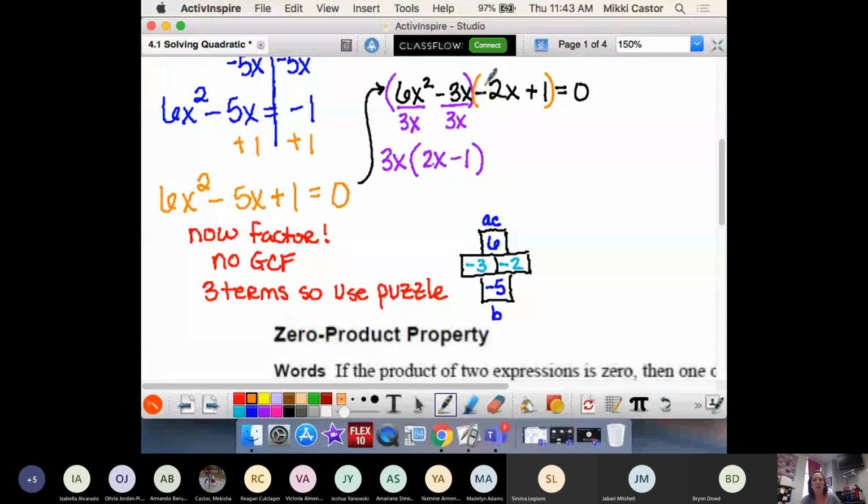Okay. Now looking at my orange group, these two really don't have anything in common. So they would have a GCF of 1. But because the first term is negative, we're going to say our GCF is negative 1. So I'm dividing by a negative 1, dividing by a negative 1. So now negative 2x divided by negative 1 is 2x. 1 divided by negative 1 is negative 1.